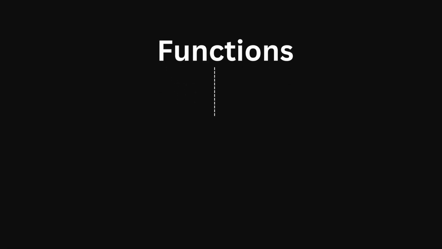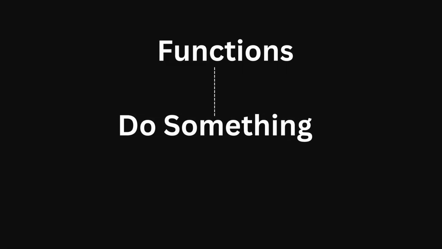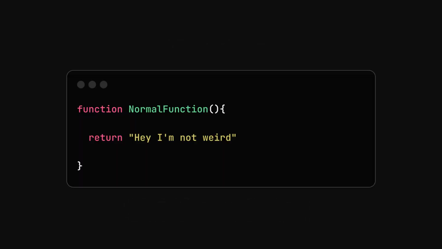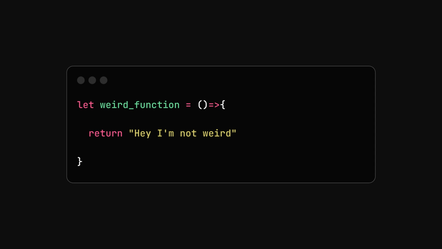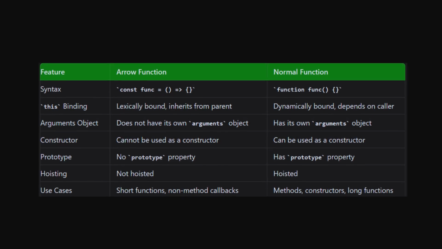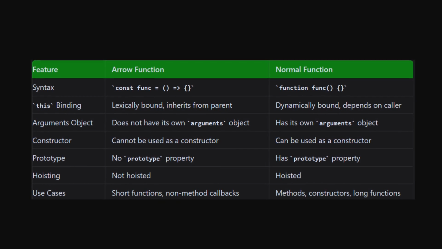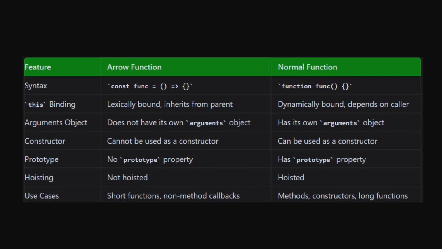Functions are created to perform specific tasks. In JavaScript, we can write functions in two different ways. Normal function, which looks like this, and an arrow function, which looks like this. The second one is fancier, but there isn't a big difference between them. It's mainly a bit of fanciness added by the ECMAScript specification.